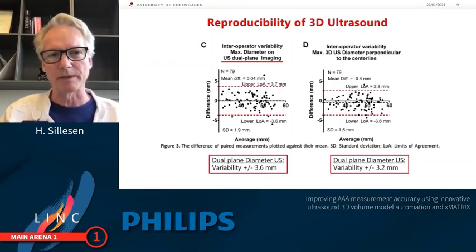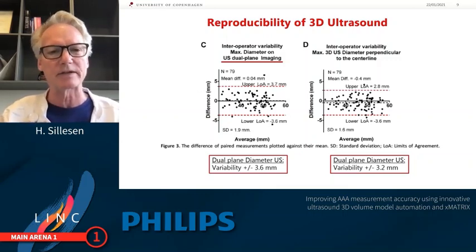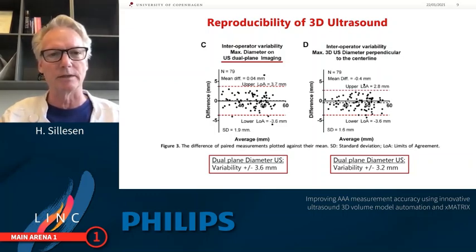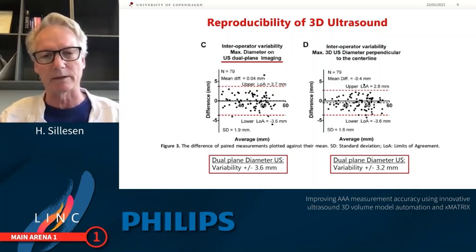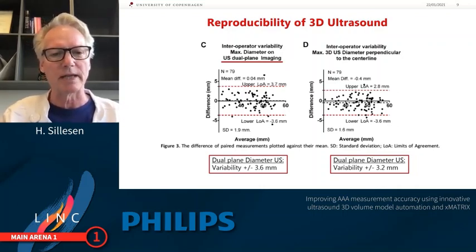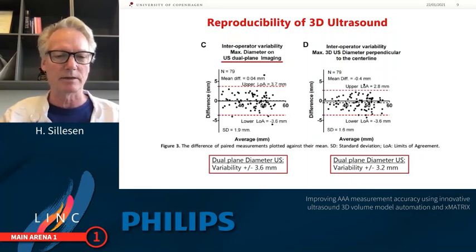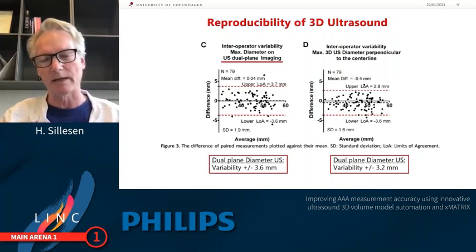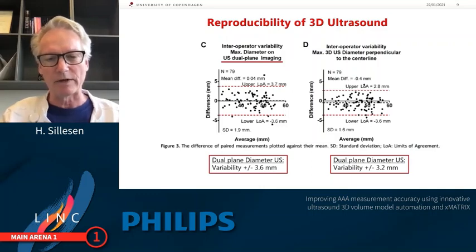If we look at the reproducibility of two independent investigators, we have no bias, so the average size was the same, irrespective of if we did the X-plane dual plane imaging method or the full volume acquisition. And again, notice that the variability is plus minus 3.6 for the dual plane and plus minus 3.2 for the full volume acquisition. So very nice results, seemingly better than 2D.